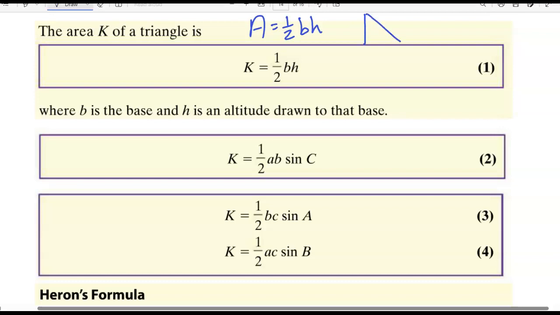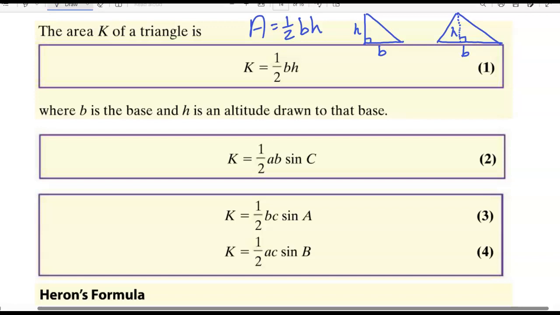But when we're talking about that specific formula, we have to have either a right triangle, where this guy would be the base and this guy would be the height, or we have to have some other triangle where we have what's called the altitude. The altitude is a line that's dropped from the top and it's perpendicular to the base, so it creates this right angle. But what if we don't have that altitude? How can we find the area of a triangle?